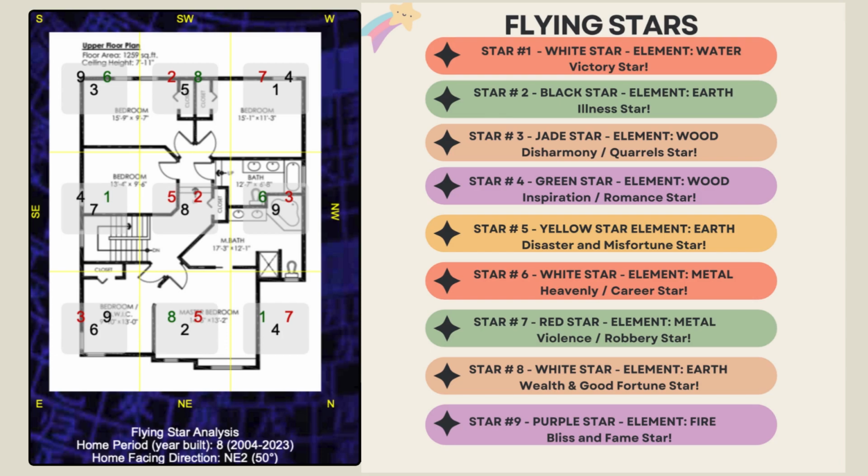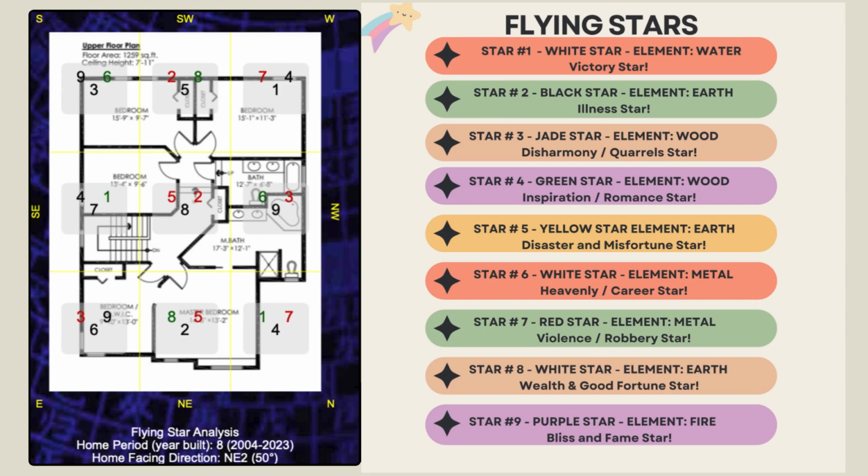So for example, star number 1, this is a beautiful white star. Its element's water and it represents victory. Star number 2 is a black star. It is an earth element, and this star represents illness. Star number 3, which is the jade star and an element of wood. This star can represent disharmonies and quarrels. Star number 4, the green star, element of wood, and this is an inspiration romance star.